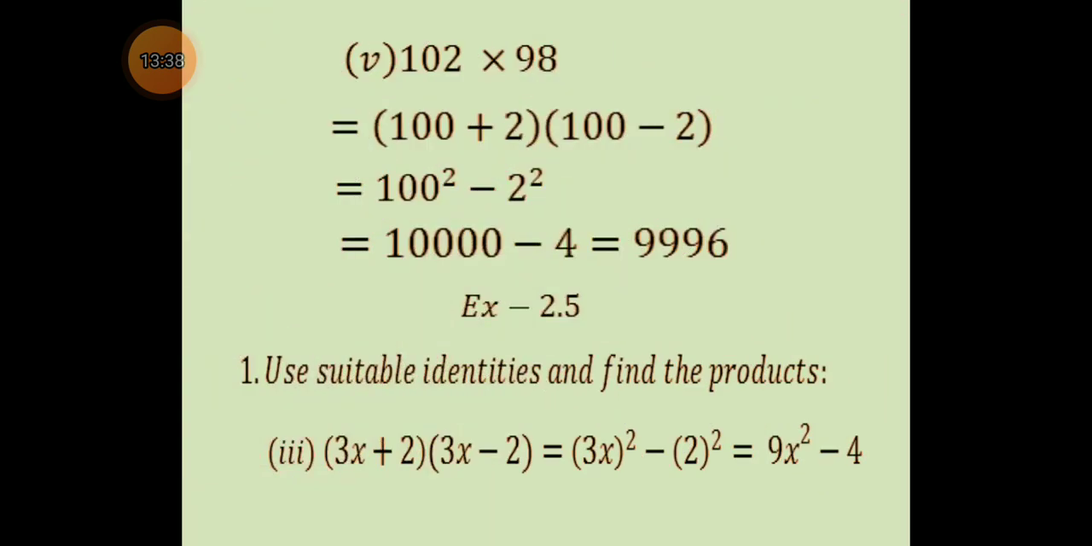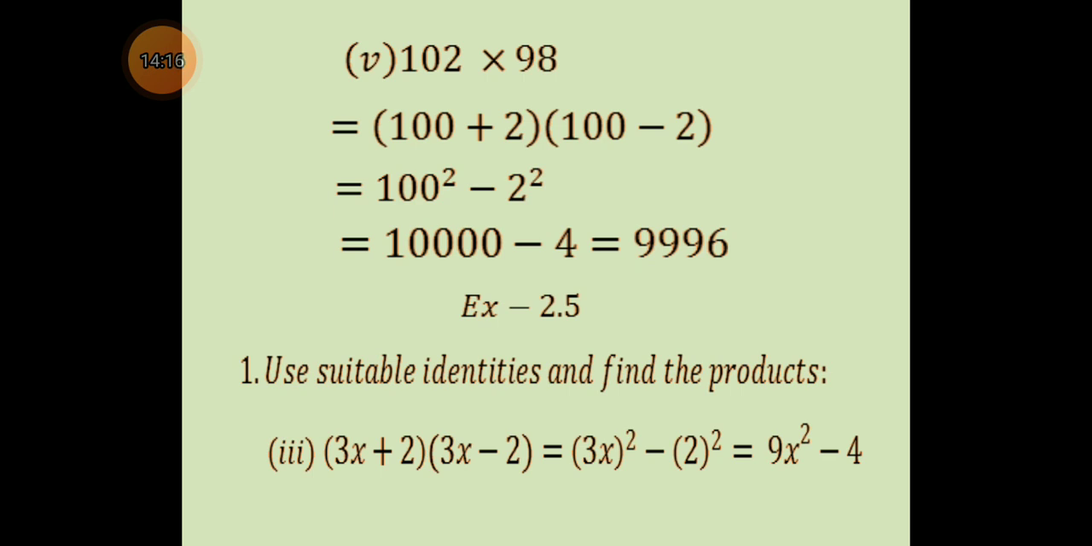Now next question is 102 into 98. Observe the question properly. 102, we have been doing multiplication since our third class. Here, nobody is supposed to do the multiplication normally. You have to observe the question and write it in the form of an identity. So what do we observe here? 102 is 2 more than 100, and 98 is 2 less than 100. So for 102 we write 100 plus 2, and for 98, 100 minus 2.